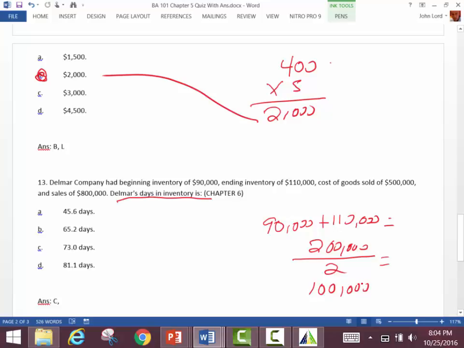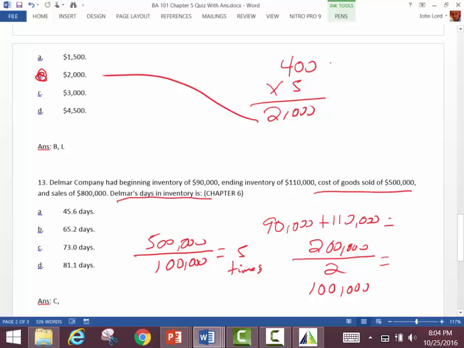Right? Okay. And so then what? Once we got the 100,000, what do you want me to do with that? Good. We're going to divide it by, I should say, the cost of goods sold, right? So 500,000 divided by what? 100,000 means that this company turned over their inventory how many times? 5 times, right?